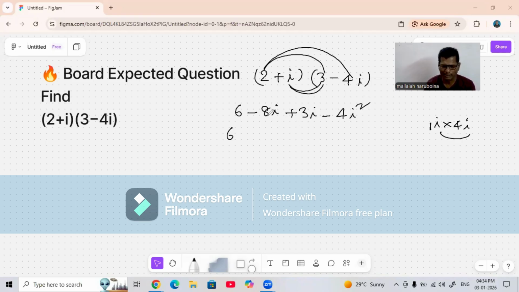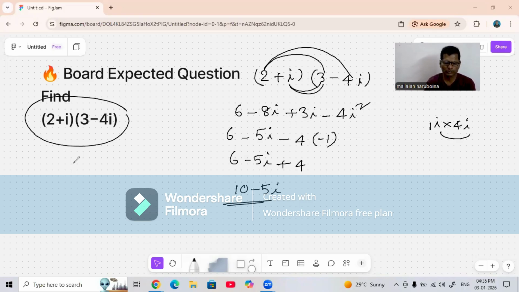Subtraction: 8 minus 3, 5i. 8 is bigger than 3, so the minus symbol. Here minus 4 into i square, which is minus 1. So 6 minus 5i, minus into minus is plus, 4 1 is 4. 6 plus 4 is 10, minus 5i. This is the product of these two complex numbers.